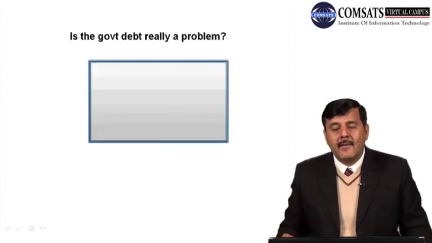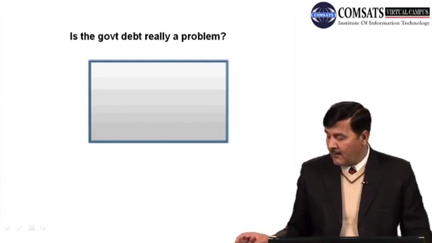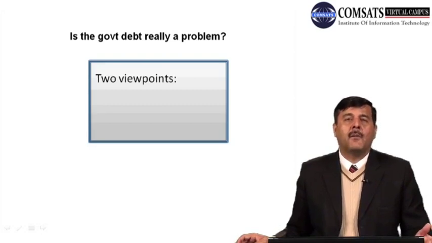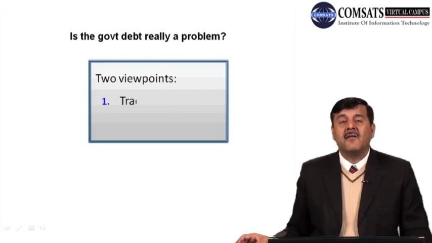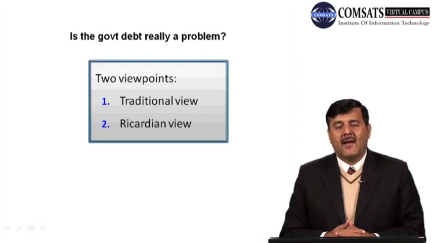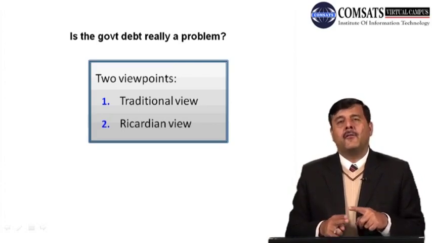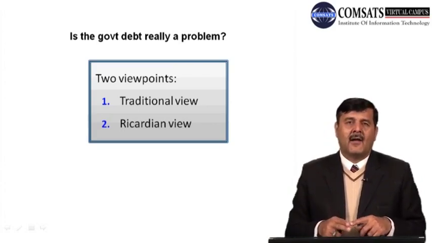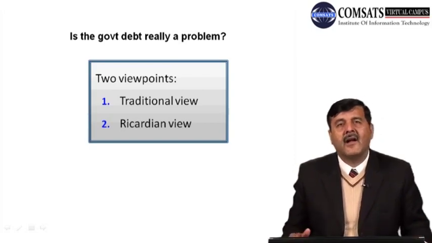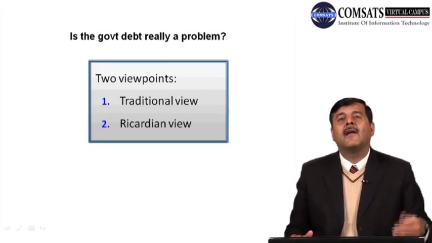Now we'll talk about whether government debt is really a problem. Is government debt really a problem? There are two points of view about this: one is the traditional view, the other is the Ricardian view. We will talk about the two views, after which we will have an idea whether government debt is really an issue, a problem for a country. These are two points of view given by different groups of economists: the traditional view and the Ricardian view. After that we can say whether it is a problem for the country or not.